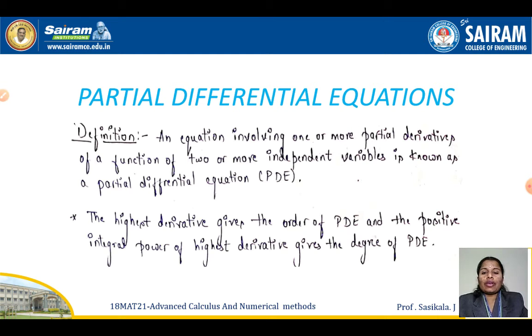So now we'll go into the definition of the partial differential equation. An equation involving one or more partial derivatives of a function of two or more independent variables is known as a partial differential equation. The highest derivative gives the order of the PDE, and the positive integral power of the highest derivative gives the degree of the PDE. That is nothing but, whenever you have two or more independent variables, we can tell it is a partial differential equation.